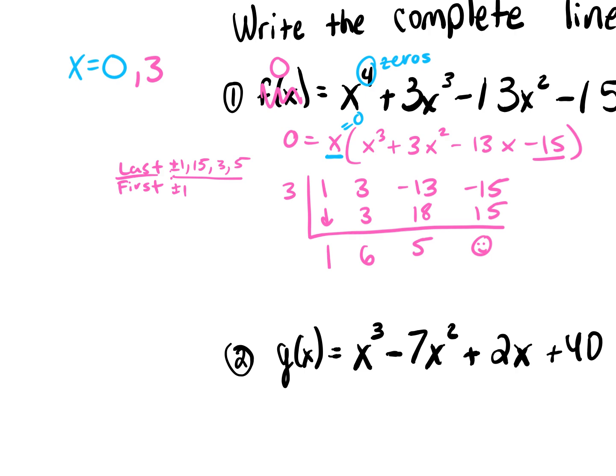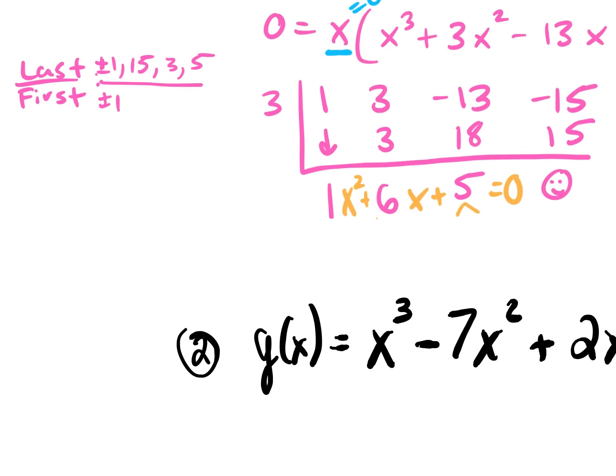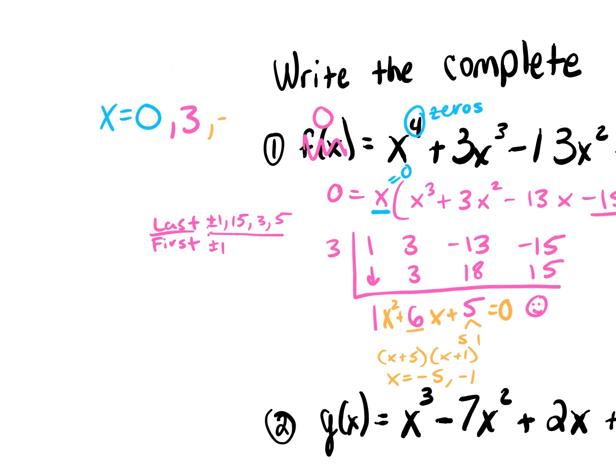How many more answers do we have left to find now? 2 more. What can we do next? 1x squared plus 6x plus 5 equals 0. How could we solve from here? Factor. What are 2 factors of 5 that add to 6? 5 and 1. So x plus 5 and x plus 1. So x equals? Negative 5 and negative 1. So we're going to add those to our solution list.